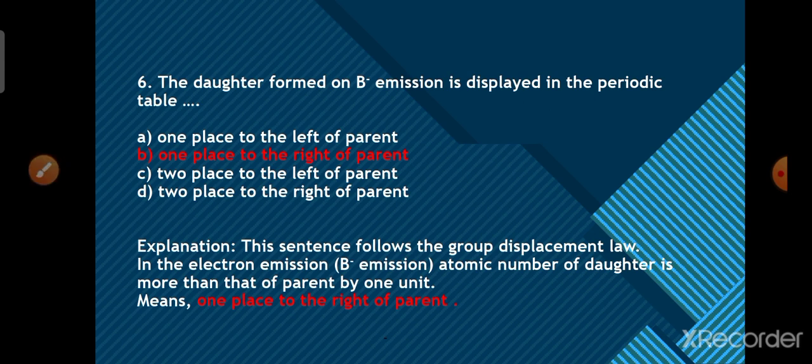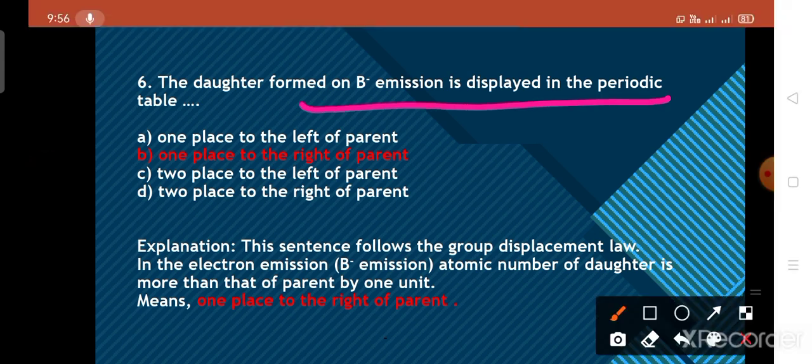Now, next MCQ: the daughter formed on emission is displaced in the periodic table. Beta emission means what? Beta emission is also known as electron emission. So this follows the group displacement law. In the reaction, the electron emission is known as beta emission.